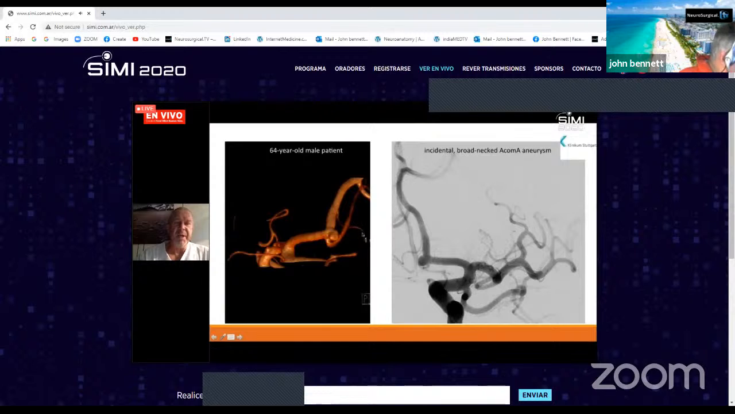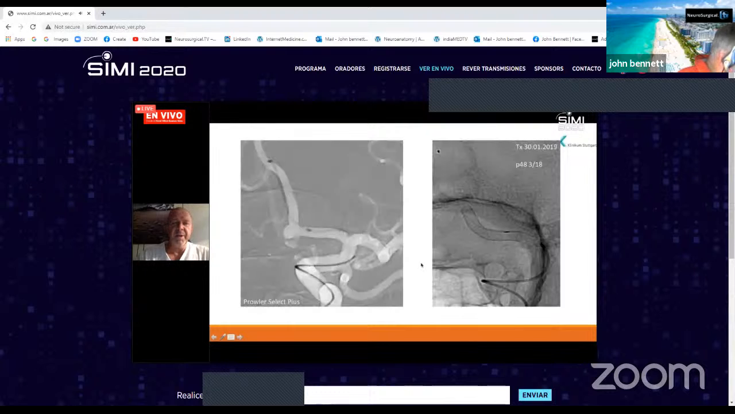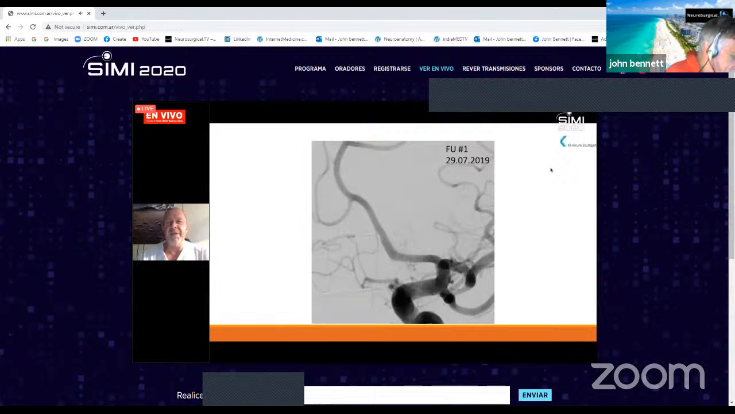So this is an unruptured incidental ACOM aneurysm. You see here, wide-necked and certainly not a perfect candidate for coiling. This is a P48, treatment was done in January 2019 with a 3 millimeter by 18. And as I mentioned before, I think it's fair enough to say that this device is slightly oversized. So another choice would have been to use a 2 millimeter device instead of a 3 millimeter P48. And this is in July, half a year later. The aneurysm is occluded and the artery looks just fine. There was also no filling from the other side in that particular case.